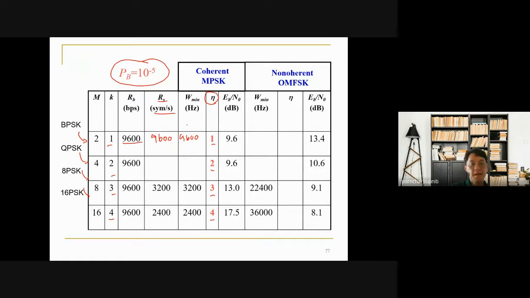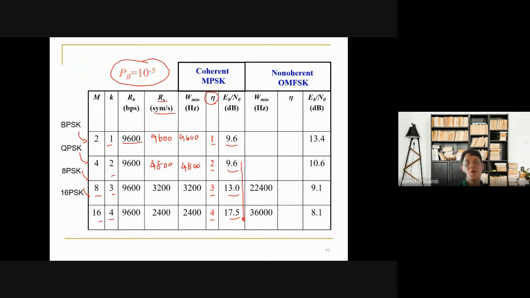It's just 1, 2, 3, 4 for PSK. And for QPSK, if RB is 9,600, RS is RB over K, over 2, so it's 4,800. W min is 4,800. And then for M equal to 8 and 16, you can do it like this. You can find the efficiency. For the bit error rate, we just look them up from the graphs. So we see that when M increases, the SNR required in the system will also increase.